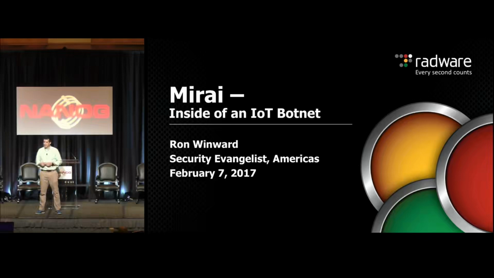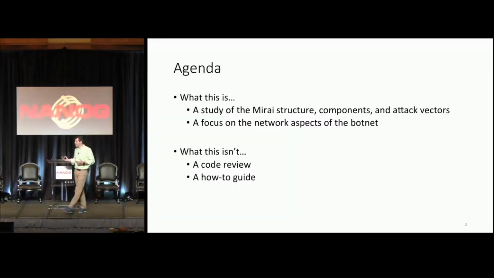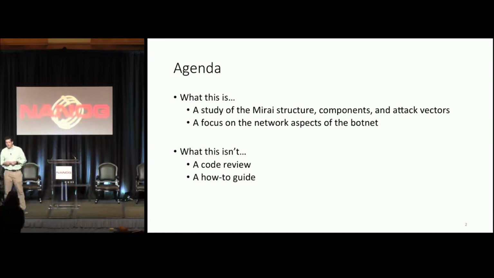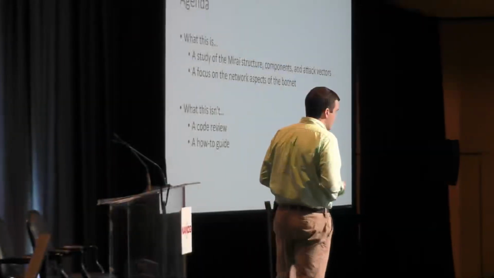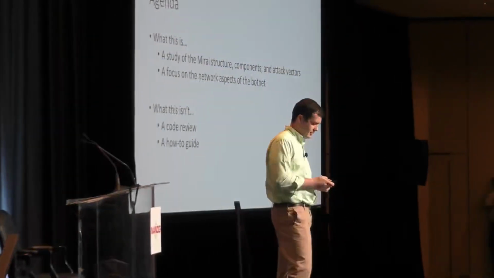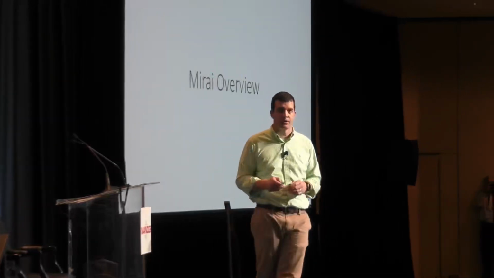I wanted to focus specifically on the network attacks, because as a networker, what it's doing to our networks was interesting to me, and maybe look at how we can prepare for some of these. So this looks at the structure itself, the components, and the attack vectors included in the code, with a focus on the network attributes. This is not a code review. I'm not a code guy. And this is not a how-to guide. I'll talk a little bit about some of the steps I took to get things up and running, but that's not what we're going to focus on today.